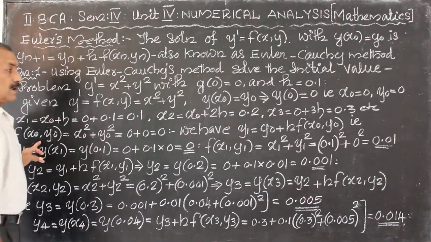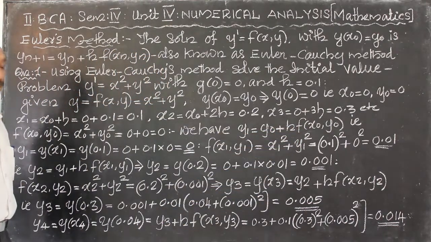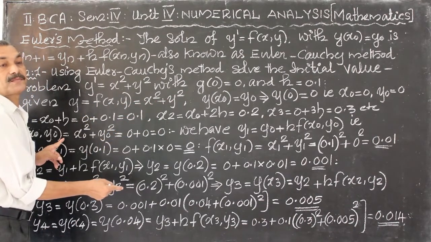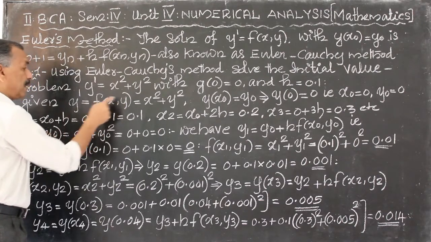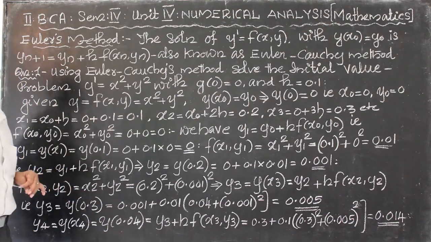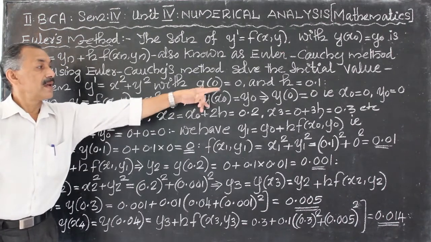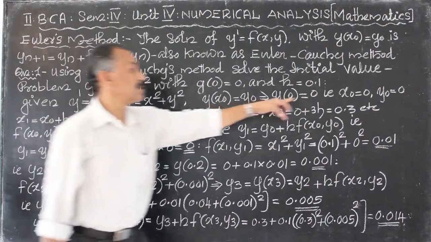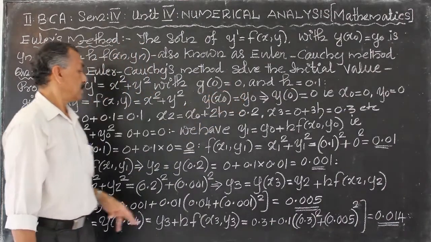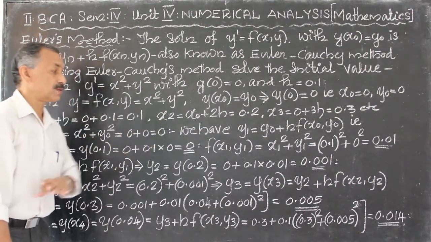Then we have y1 = y0 + h f(x0, y0). Here f(x, y) = x square plus y square. In this, put x = x0 and y = y0. Then f(x0, y0) = x0 square plus y0 square. What is x0? x0 is equal to 0, and y0 is equal to 0. That is f(x0, y0) = 0 square plus 0 square, equal to 0.